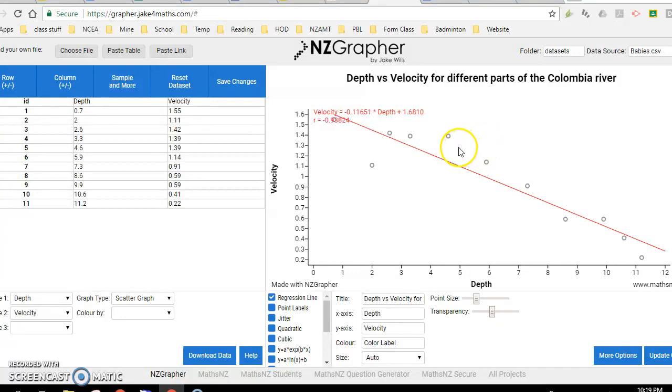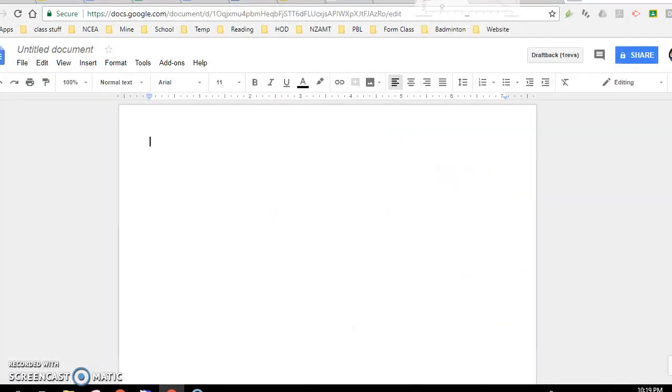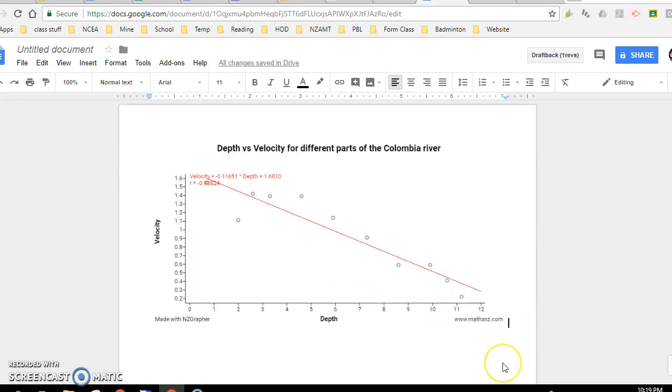Now, just for convenience's sake, I'm going to bring it over to another tab. That's just a Google Doc. I'm just dragging it over to my Google Doc so that I can look at it whenever I like, because I like to admire my graph. There's my graph. We've got to now describe it.